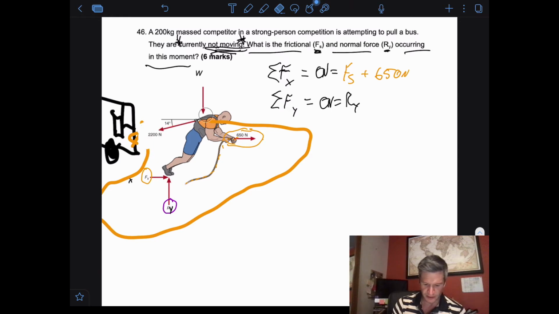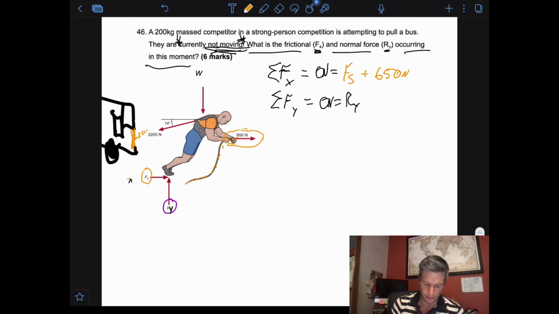So I get rid of all this. Okay, so the bus is attached there. We can see that's causing a bit of a downward angle of that rope where it attaches to the front, probably the bumper of the bus that this person's trying to pull, okay?